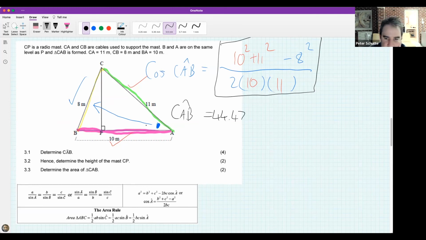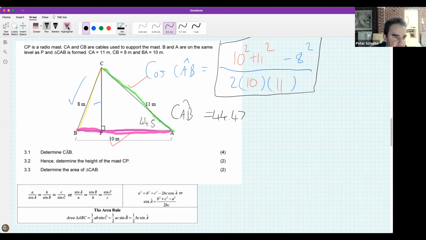Okay, so let's go with this angle being 44.47. Now, you could have used 44.46, it just depends on the rounding in this case. In fact, let's just go with 44.5. We'll go to one decimal place. That way it'll just be, so we'll call this 44.5.